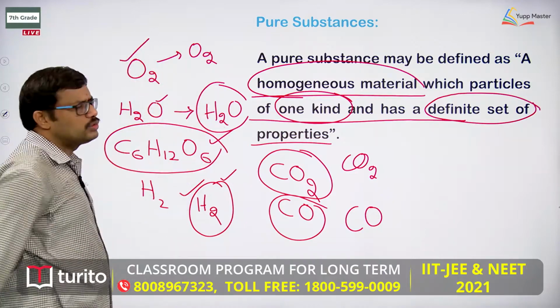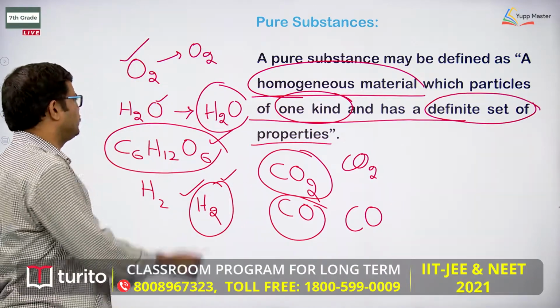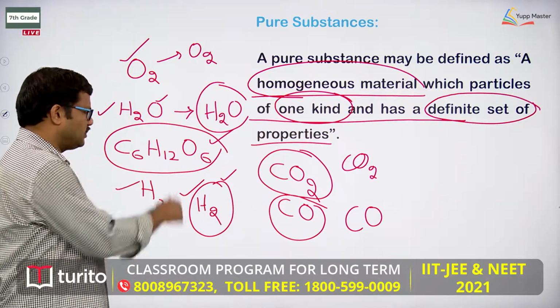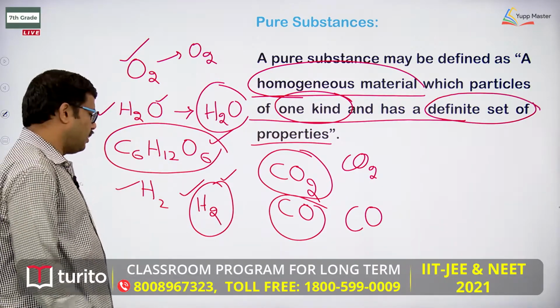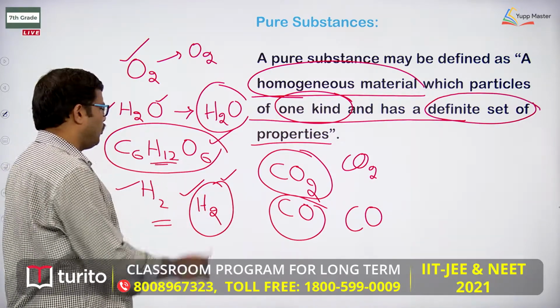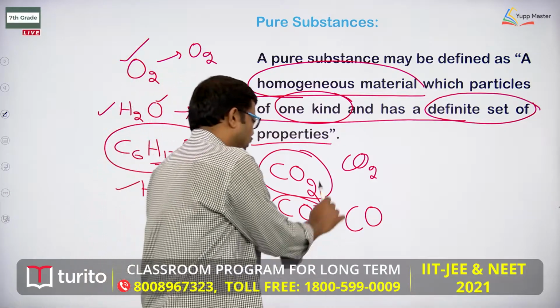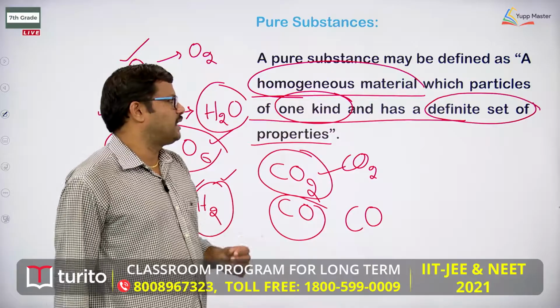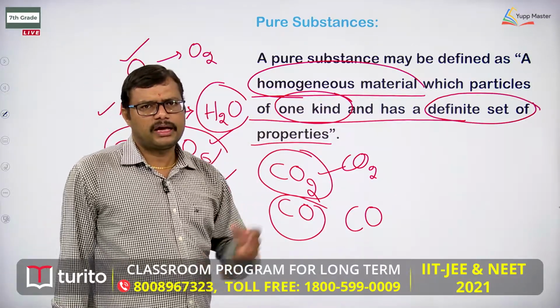For example, oxygen is used for respiration purposes, water for drinking purposes, hydrogen for the preparation of water, or it can be used as an energy source. Okay. So, this is used as a carbohydrate. Carbon dioxide is used by the plants. So, the properties will be fixed for this particular material, chemical substances.